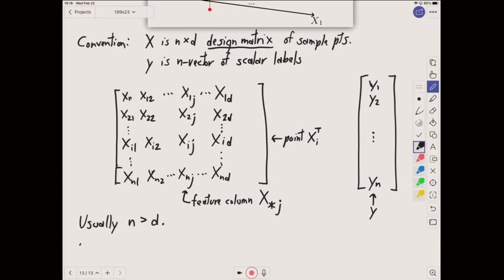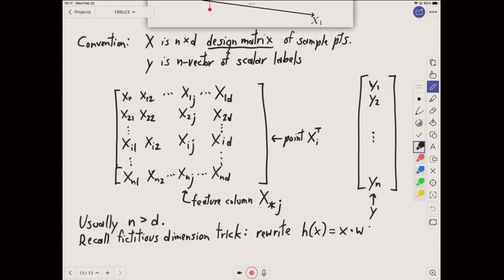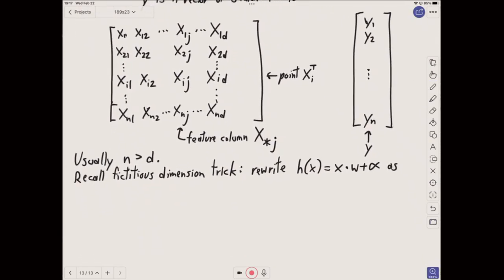And so you will hopefully recall that trick, but if not, I'll remind you. I introduced this in lecture 3. The idea is that what we want is a hypothesis that is linear with a bias term, alpha, so that it doesn't have to pass through the origin. It doesn't have to be 0, 0. And so we write this as follows.